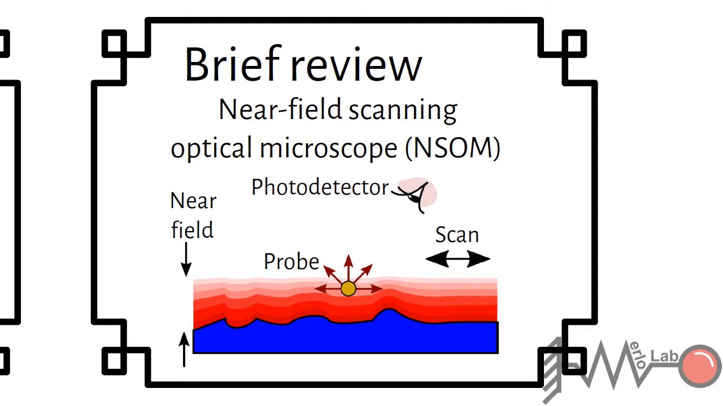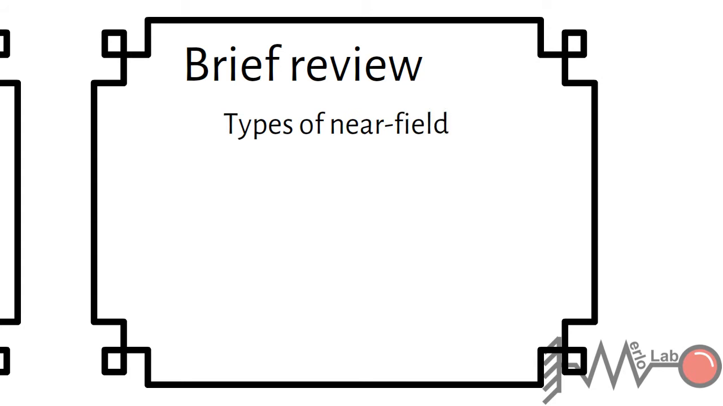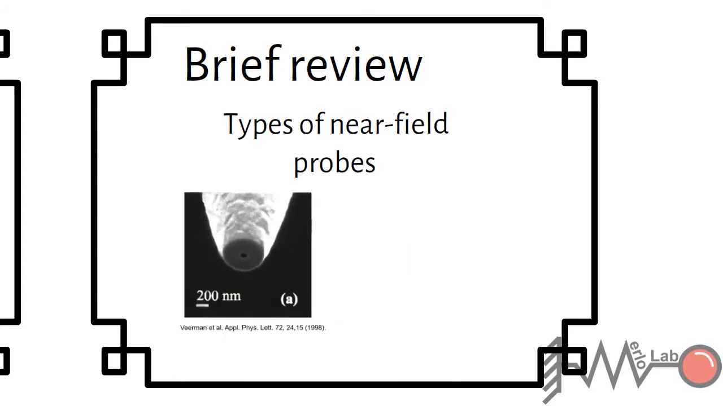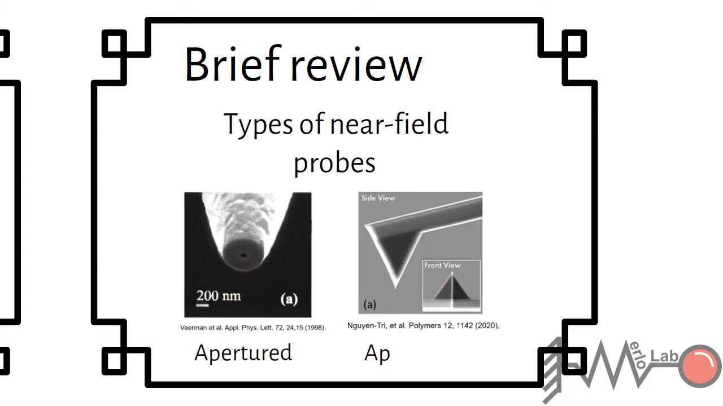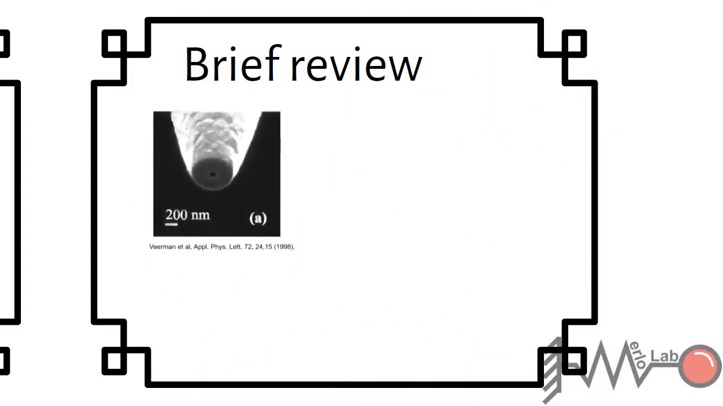Now, if the probe is scanned over the sample surface, it is possible to reconstruct the interactions in a two-dimensional image and relate it with the topography of the sample. There are two kinds of near-field probes, apertured and apertureless. The apertured probes are essentially optical fibers coated with metallic films in such a way that a small aperture is generated at the very end of the probe. Such an aperture determines the resolution of the near-field mapping.